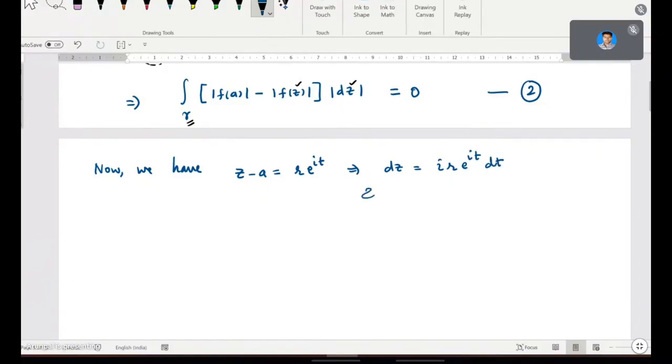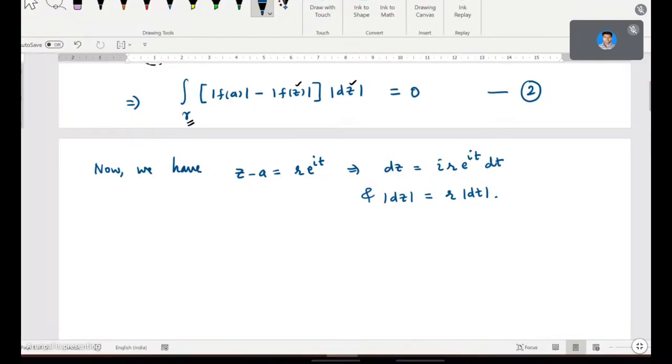Yes, sir. And modulus of dz will be equal to R dt, because I hope you understand that modulus of i will be 1 and modulus of e to the power it will also be 1. Is this okay, class? And because r is positive, modulus of r will be the same as r. Is this okay?